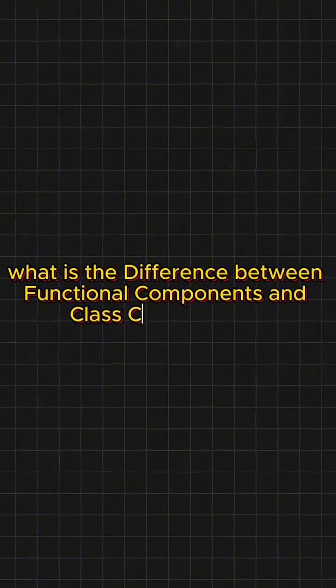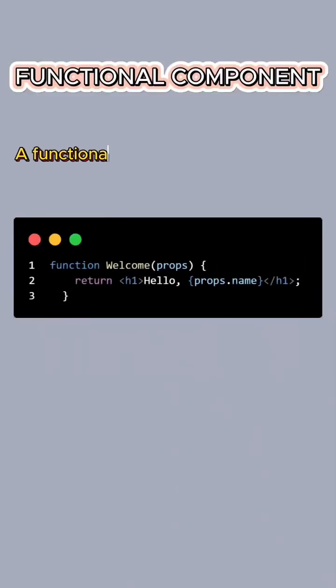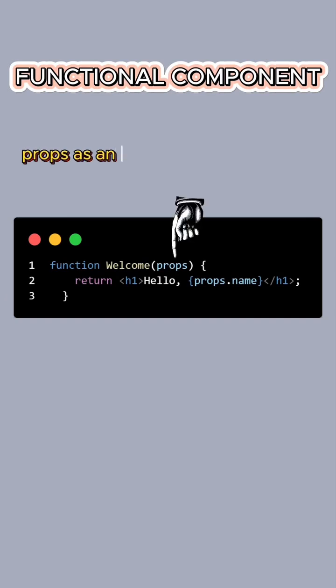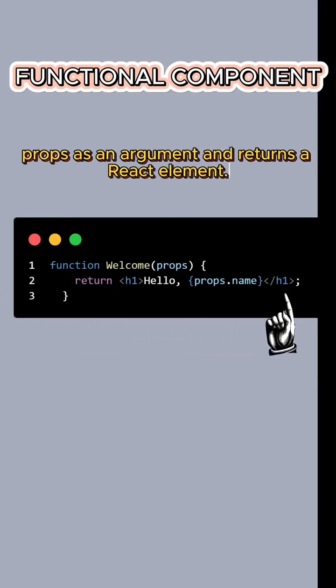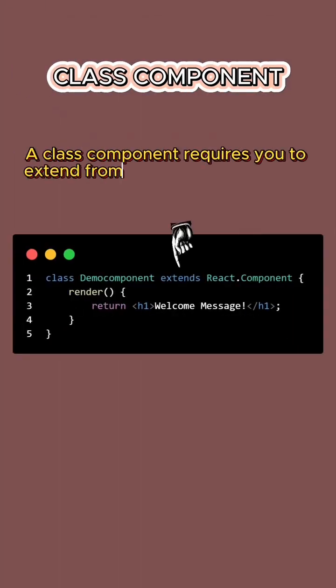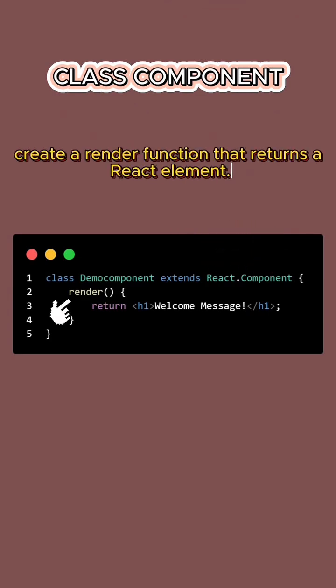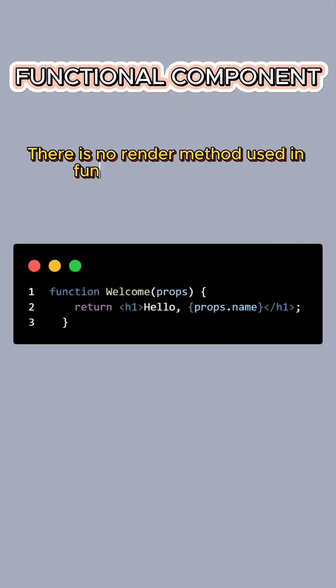Number 3. What is the difference between functional components and class components? Answer. A functional component is just a plain JavaScript pure function that accepts props as an argument and returns a React element. A class component requires you to extend from React.Component and create a render function that returns a React element. There is no render method used in functional components.